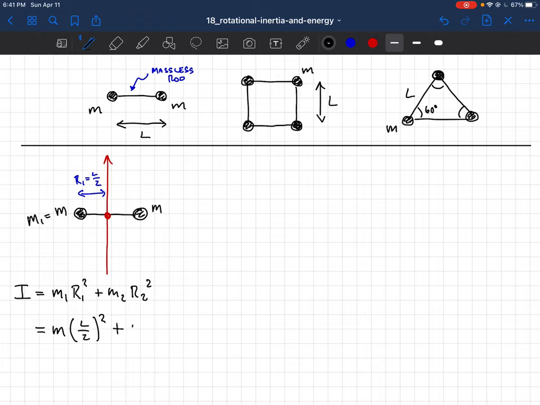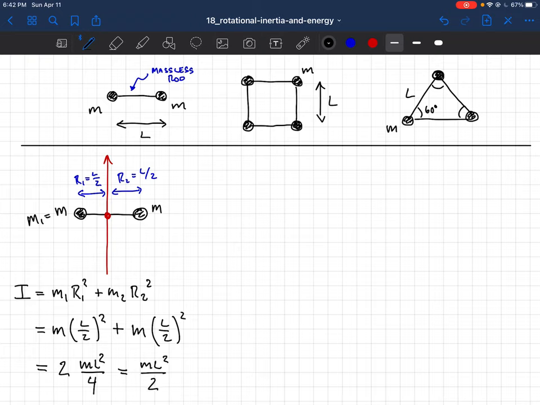Now what's the second one? Well, m2 is also just m, and r2 is this distance here, but of course that's exactly the same. It's also half the length because I've chosen to place the axis at the halfway point, at the center of mass. So this will be L over 2, but then you have to square it. So what do we get? Well, we get 2 times whatever this thing is. It's going to be ML squared over 2 squared, which is 4. So that's going to be ML squared over 2. So that will be the moment of inertia of this object about that particular axis.